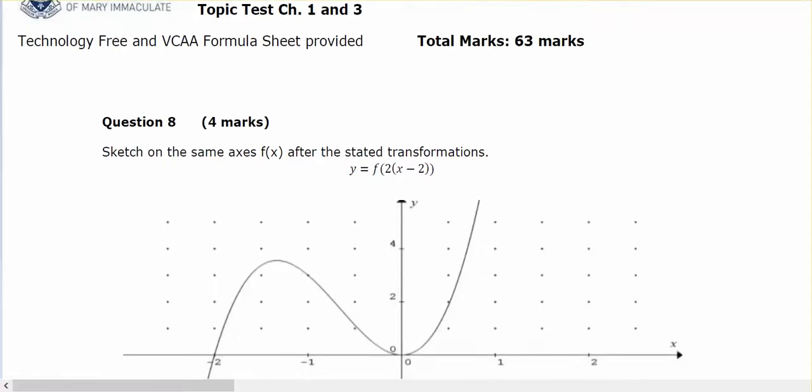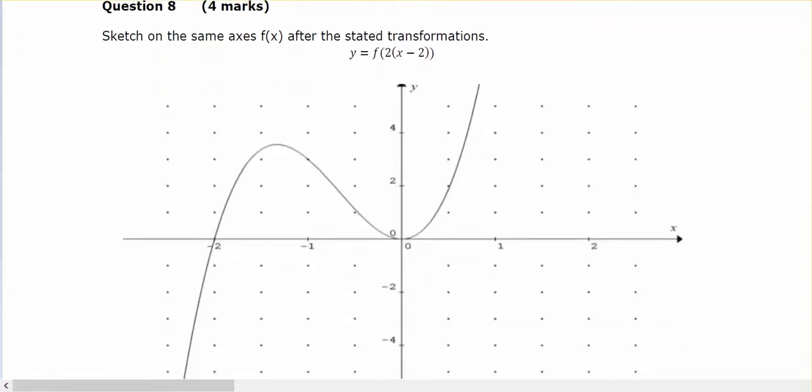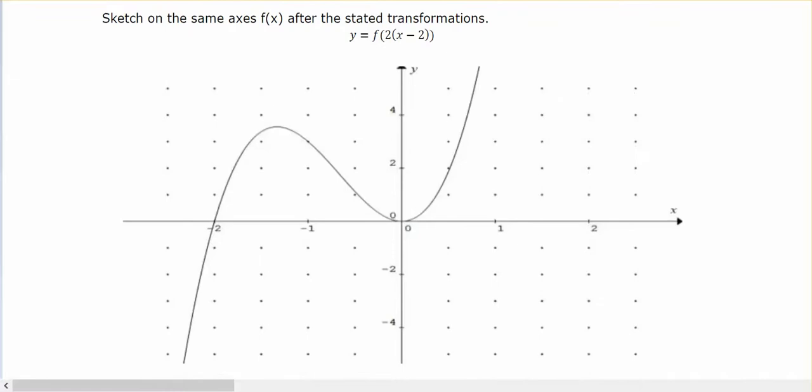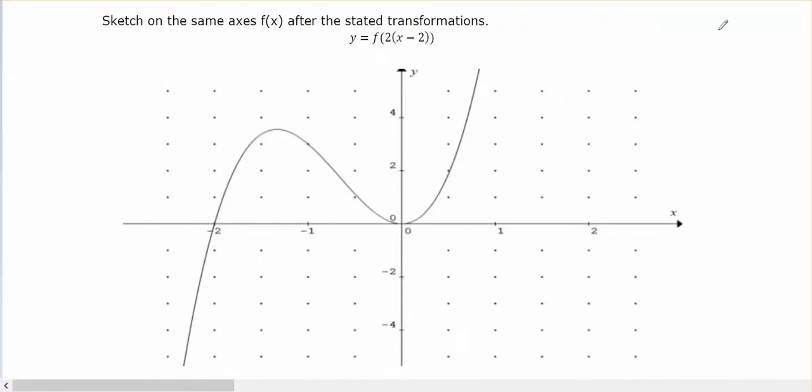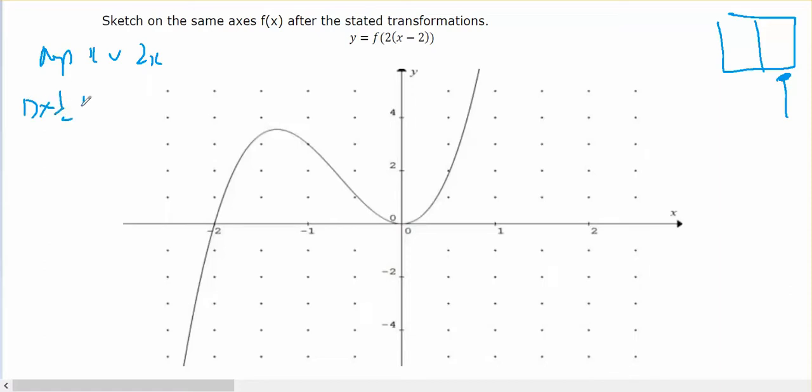Okay, question number 8. Sketch on the same axis f of x after it's been transformed by this. Okay, so on my grid, function notation is all the way over here, so it's opposite to what we expect. So if we replace x with 2x, it's a dilation by a half from the y-axis. So this will go to here.